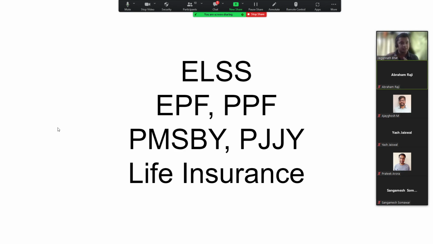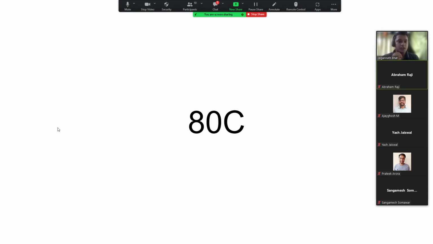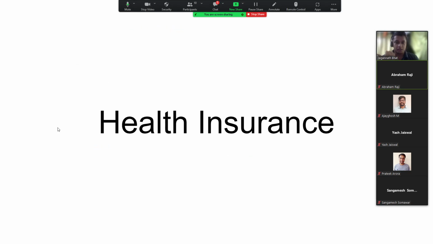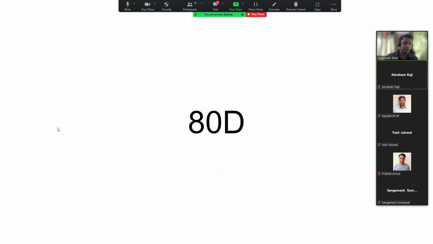So all these things that we've talked about, ELSS, EPF, PPF, PMS, PY, PMJ, JY, life insurance, they all come under a section in the income tax called ATC. One thing I didn't mention here is health insurance, because health insurance has its own section called ATD.